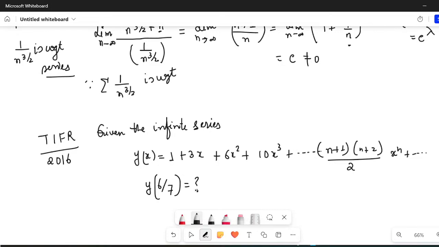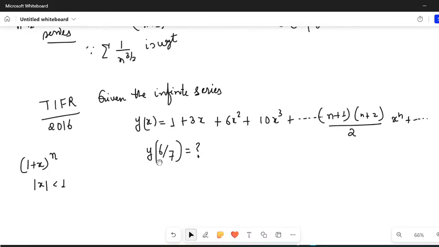So my suggestion for these questions is always keep in mind the binomial series. Why? Two reasons. The first reason is always remember that the binomial series converges only if mod of x is less than 1. So for example, if I'm writing 1 plus x raised to power n and I want to expand it in binomial expansion, then modulus of x should be less than 1. Is that clear? And clearly you can see here this number 6 by 7 is obviously less than 1. So they have given you a hint here that we want to evaluate this particular series at 6 by 7.